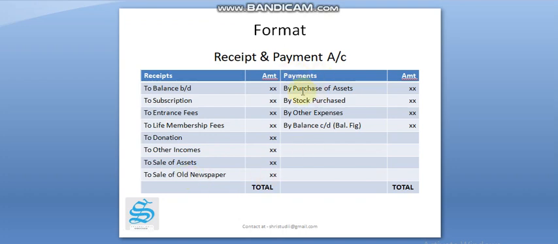Payments will include the purchase of assets, if any stock is purchased, any other expense, and the closing balance. The closing balance will again be for the cash and bank. It will be the balancing figure. That means we will total the debit side, that is the receipt side, and subtract all the expenses from it to find the closing cash and bank balance.